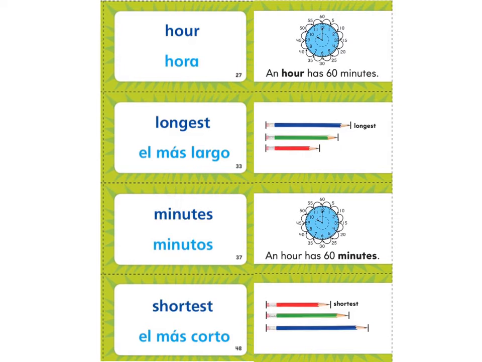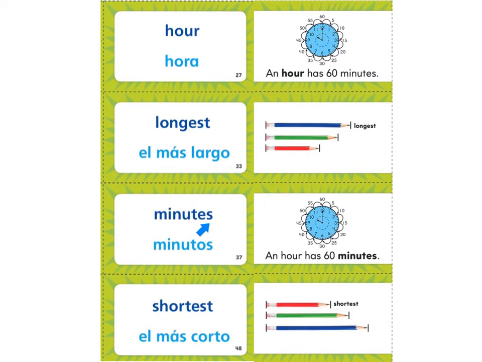You should have some vocab cards in your Go Math workbook, and those are always really great to cut out and just practice, making sure that you understand all the vocabulary. You can put them in a little baggie and practice them. This first word is hour. An hour has 60 minutes. So an hour is when you go through all of these minutes. That's an hour. This says longest, and it shows you which pencil is longest.